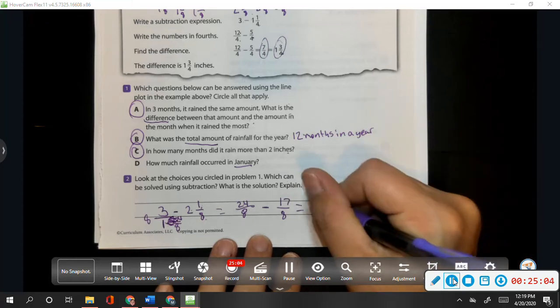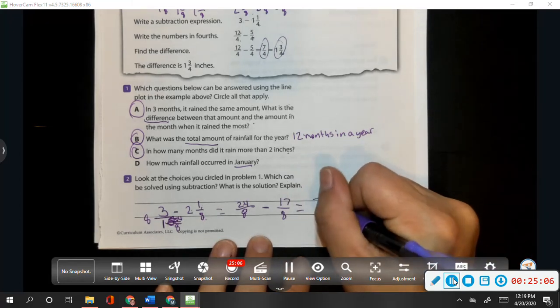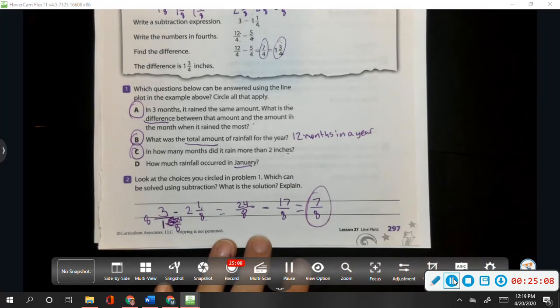24 minus 17 is 7, and our denominator doesn't change. So we have 7/8.